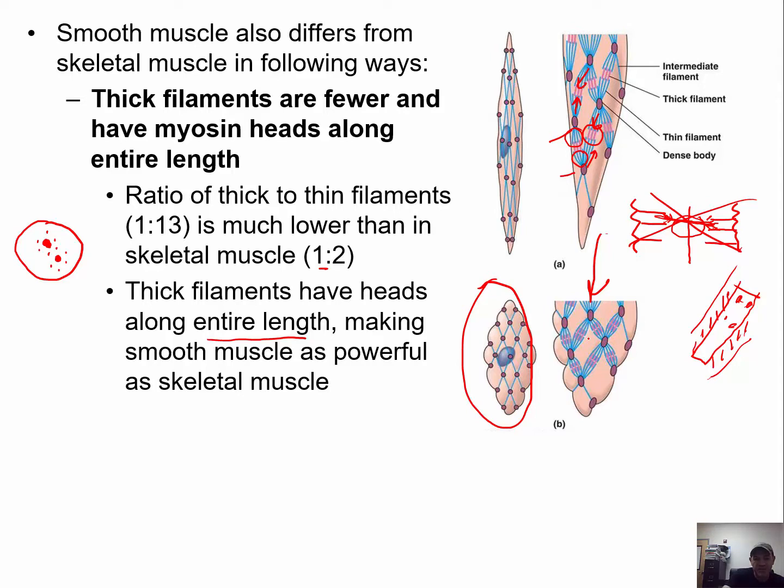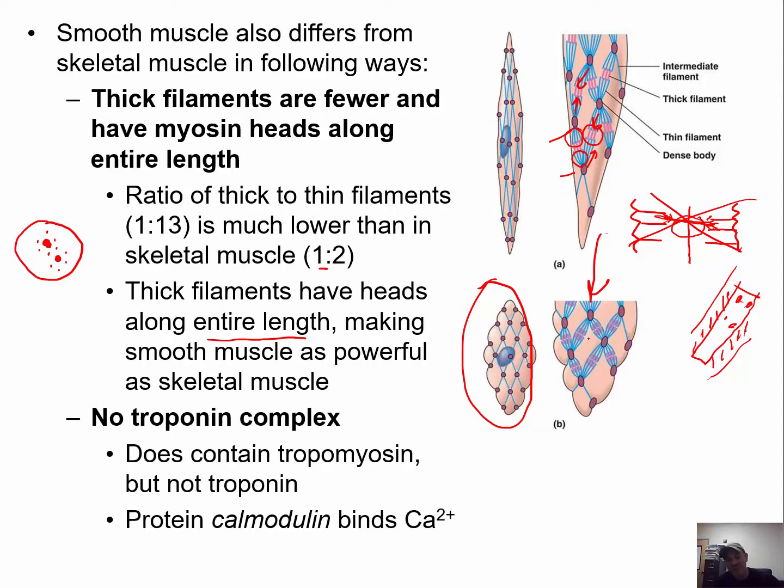Another way that smooth muscle differs from skeletal muscle is that we do not have the regulatory proteins that we see in skeletal muscle. Skeletal muscle has the troponin complex, which includes the troponin and the tropomyosin. The tropomyosin is what gets in the way of cross-bridging, so the myosin heads cannot connect to and pull on the thin filaments. So we don't have that as a means of regulating contraction. Instead, smooth muscle has another regulatory protein called calmodulin that binds with the calcium. And we'll see how that works or looks here in a little bit.